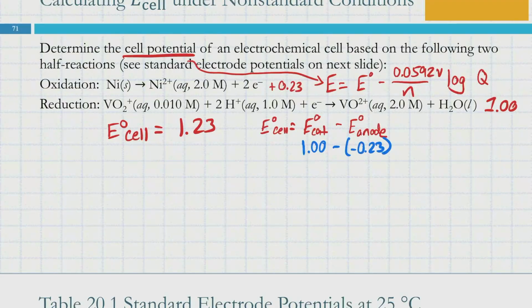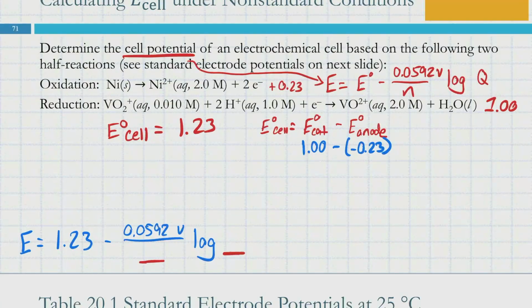Questions so far? There's a lot more fun to be had. All right, so we've got one piece of our puzzle. We know that E is equal to now 1.23 minus 0.0592 volts over, we need N, and we need Q. We've got one piece of our puzzle, though, so far.